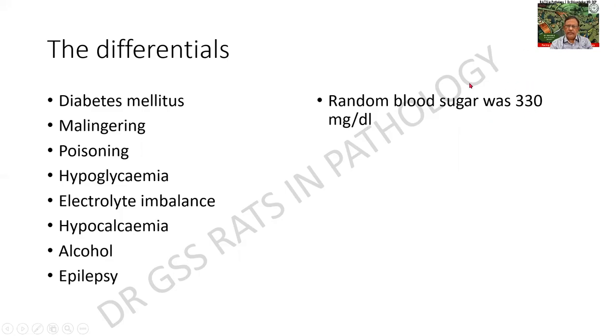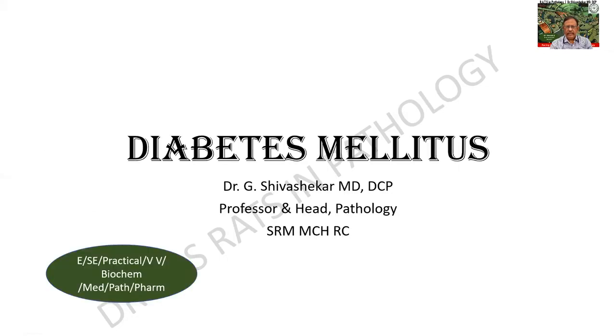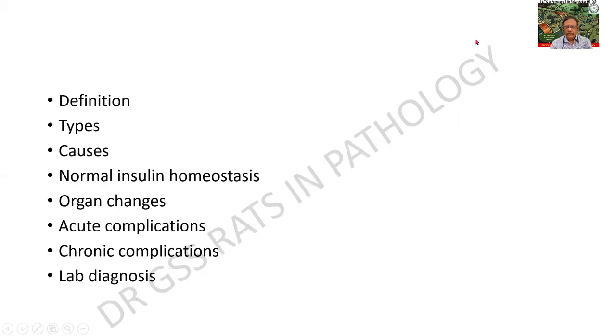The random blood sugar of this patient was 330 milligrams per deciliter. I hope you have come to the diagnosis. Diabetes mellitus. The importance of this topic is given in the enclosure. Think of the subheadings. The subheadings will take you to the answer. And I would like this topic to be dealt with under these headings, which you students should not miss.